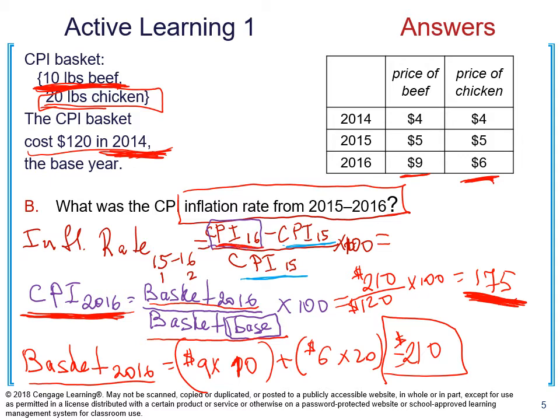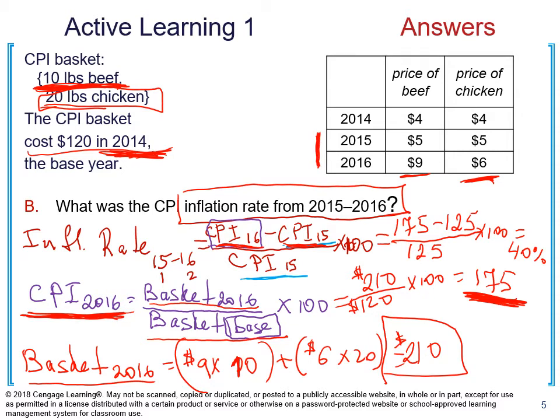CPI for year 2016, we just found, was 175. CPI for year 2015, remember, we found it in the previous PowerPoint, or in the previous calculation. So it was 125. We already calculated that number. Remember, we need to divide by 125 and multiply by 100. If we calculate it, then the inflation rate is going to be exactly equal to 40%. So the inflation rate between year 2015 and 2016 was exactly 40%.